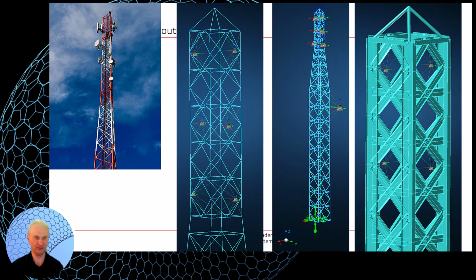Here is another picture showing details of the model. So you see everything is in 1D beam. Here you have a 3D representation to show the cross sections. And here on the picture of the real tower, you see the different antennas.